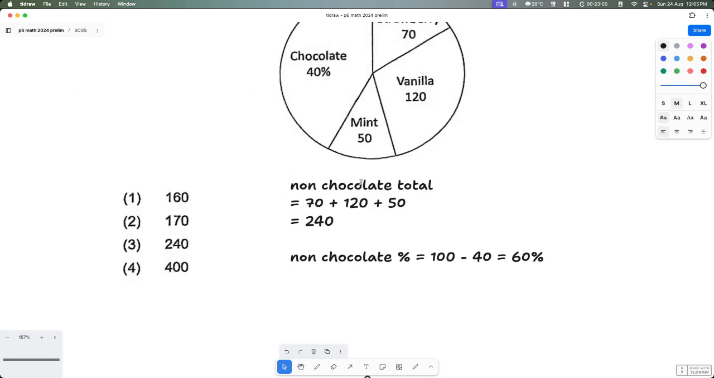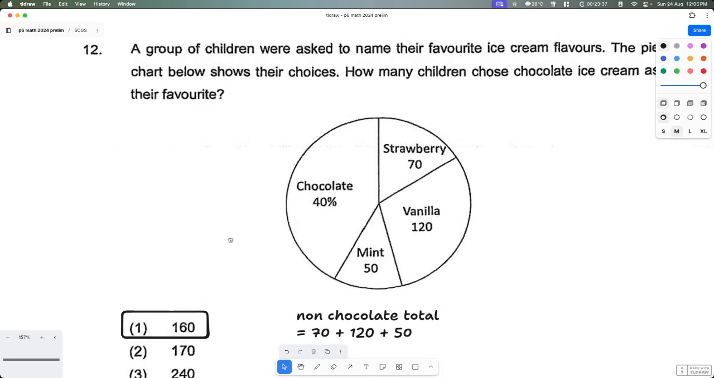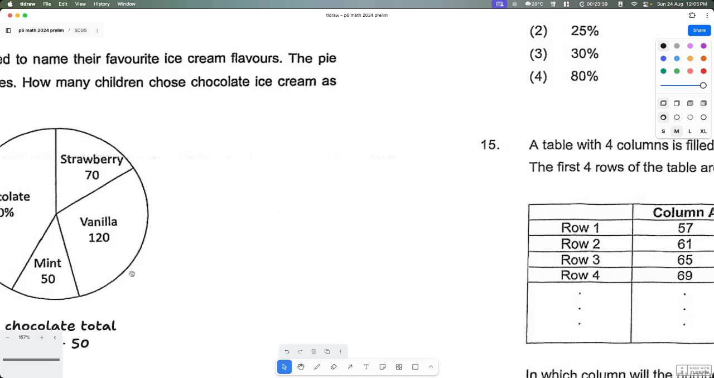So that means 60% is equal to 240, then 40%, we can just divide this. So 20% is equal to 240 divided by 3, which is equal to 80. Then 40% is equal to 80 times 2, which is 160. There you go. So the answer is option number 1. That's it for question 12. Let's move on to the next question.